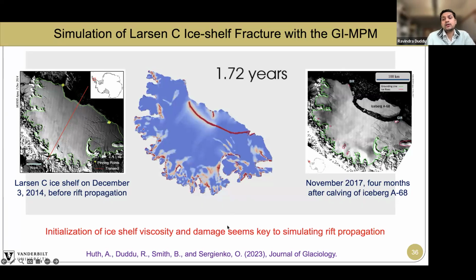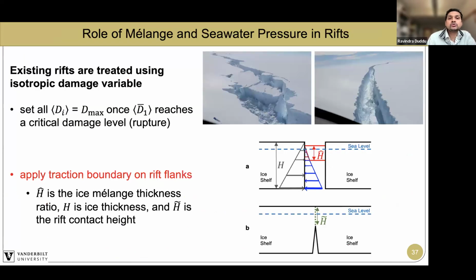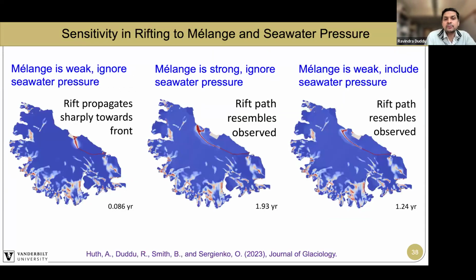Looks really nice, but you may ask the question, you're only showing me the case where it works, but what about the cases that it didn't work? That's where I want to come to this concept of the melange and the seawater pressure. If you incorporate melange and seawater, then that changes the stress state at the crack tip, and that can be parameterized in different ways. That is given in detail in the 2023 paper.